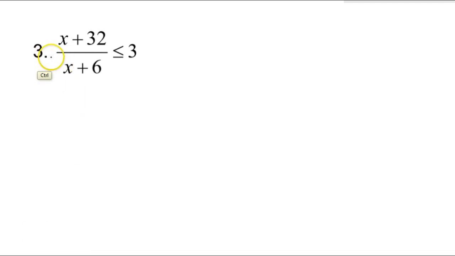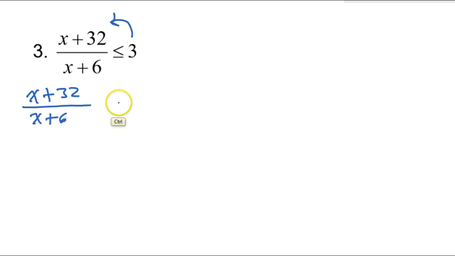All right, number 3 is going to take a little bit more work because I don't have 0. I'm going to start by moving this 3 over to the left, subtracting 3 from both sides. So I'm going to have x plus 32 over x plus 6, minus 3 is less than or equal to 0. Okay?